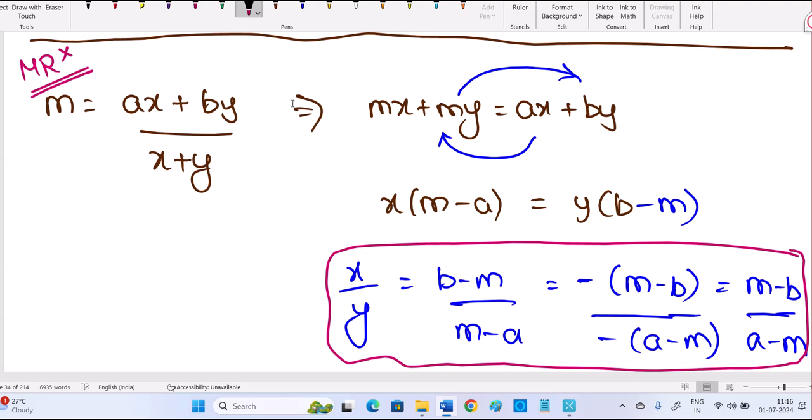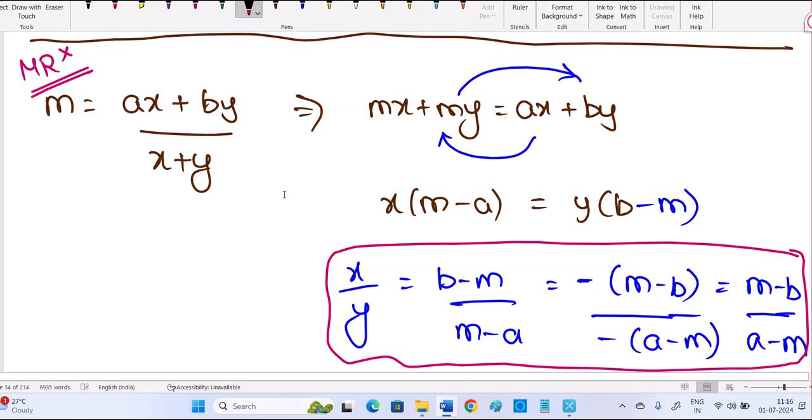Among four parameters, only one is unknown. The four parameters are the first price, the second price, the mixed ratio, and the mean price. When they ask for the mixed ratio, they'll give the A value, B value, and M value in the question. For sure they'll give them. This is the idea.